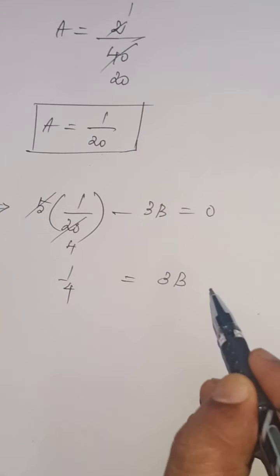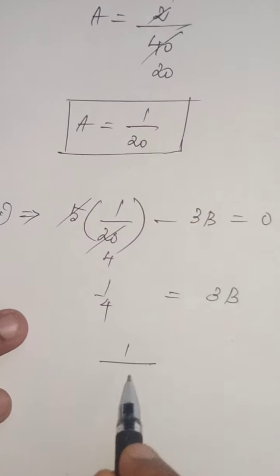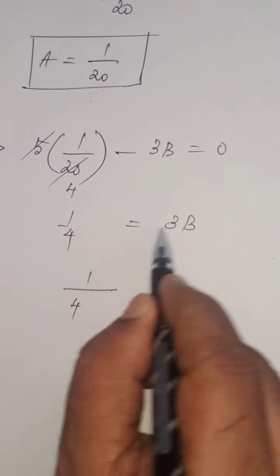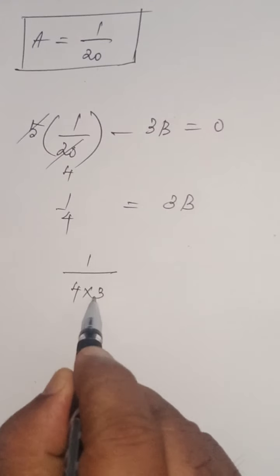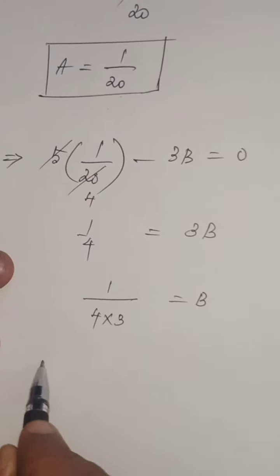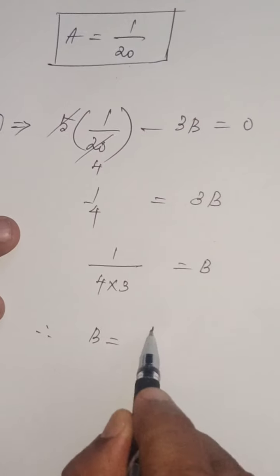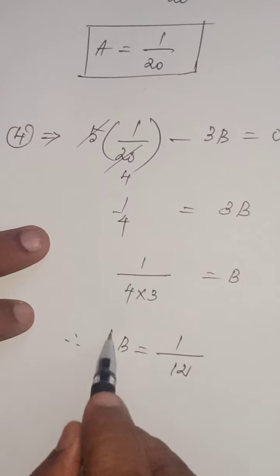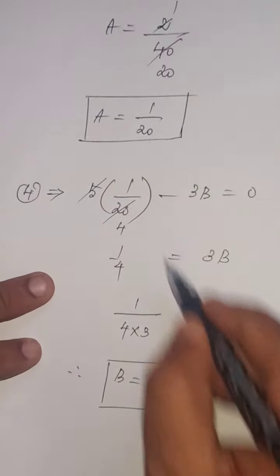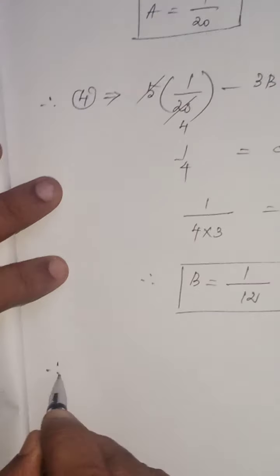So 1 by 4 equals, I take minus 3b to the right hand side, we will be getting plus 3b. So 1 divided by 4 into 3, just cross multiply, 4 into 3, that is equal to b. Therefore, b equals 1 divided by 12, 4 3s are 12. Now I got the values of a and b. Substitute the values of a and b in equation number 1. That will be the final answer.